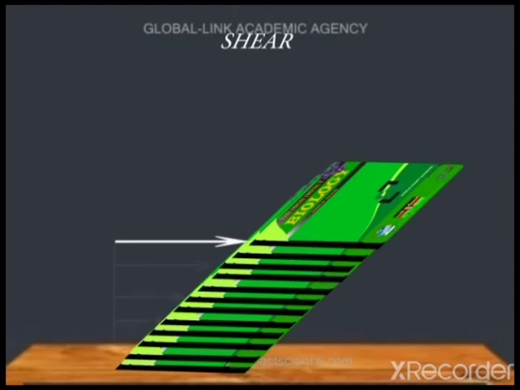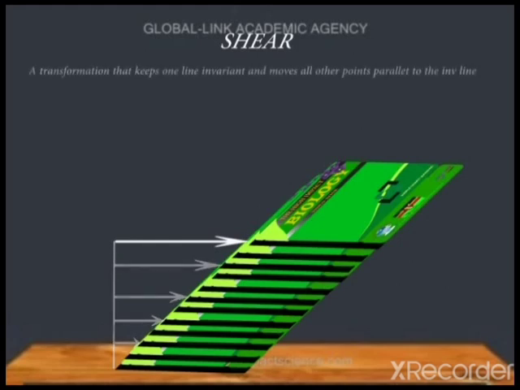Notice that the lowest book in contact with the table does not move, and that is because the table did not move. The top of the table is said to be invariant, and the book in contact with it is invariant as well. Notice that the direction of displacement is parallel to the invariant table surface. This kind of transformation is called a shear, a transformation that keeps one line invariant and all the other points move parallel to the invariant line.